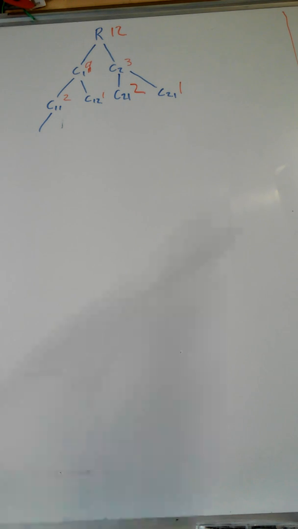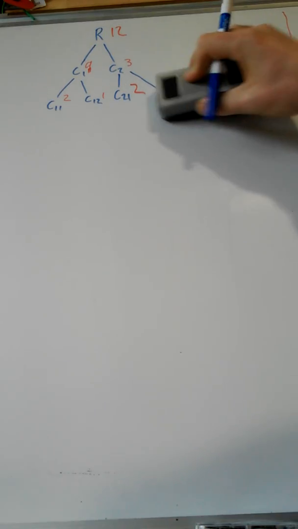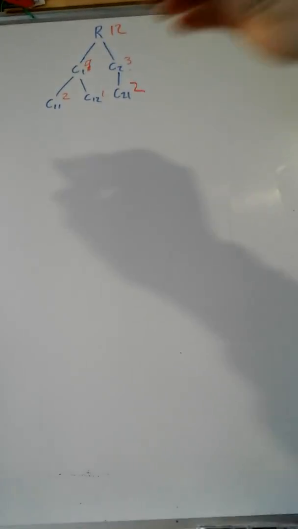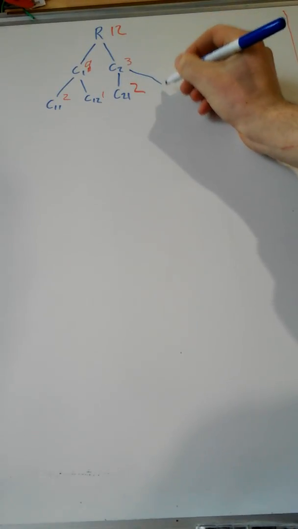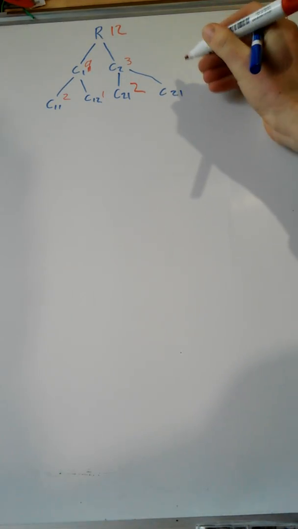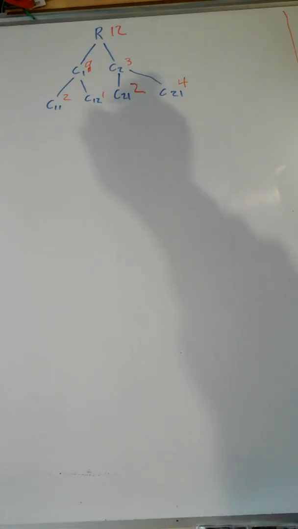However, what if the value we wanted to add here was not a 1? What if it was, say, a 4? Well, we add it anyway. C22 is going to have a 4. Now we check for a violation of the heap structure. The heap structure has been violated because 4 is bigger than 3, and you can't have a child node bigger than its parent node. So what we do is something called float up.